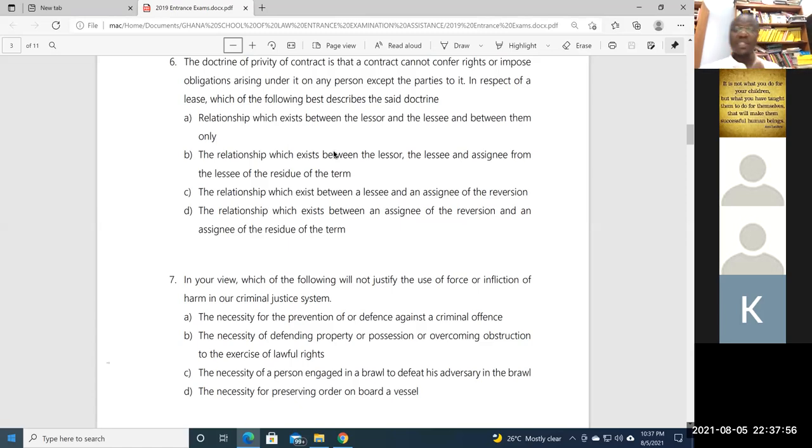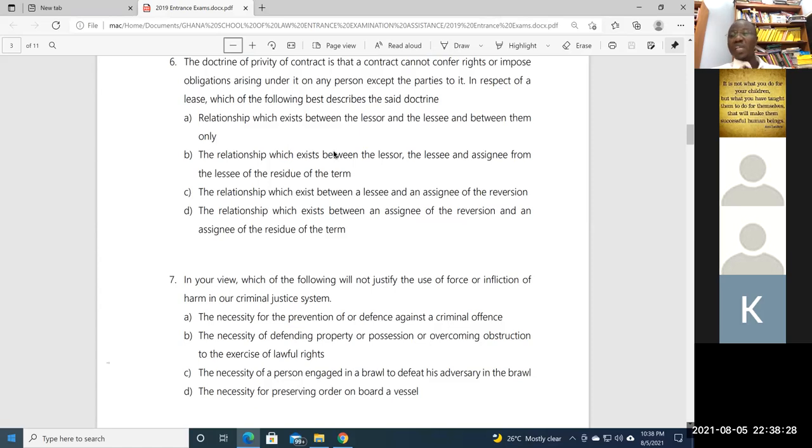C said that the relationship which exists between the lessee and assignee of the reversion. Of course, the assignee of the reversion can be no other person. If we are speaking in respect of the head lease, then the reversion will go back to the lessor. So it's just the lessor who is assigning his reversionary interest to another person, in which case that person is the assignee of that reversion.